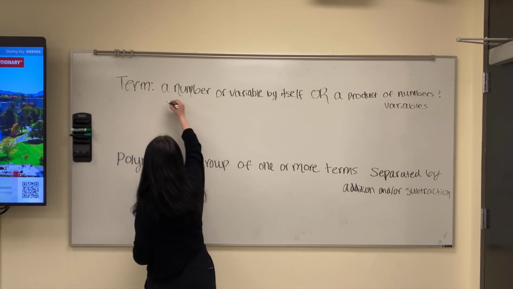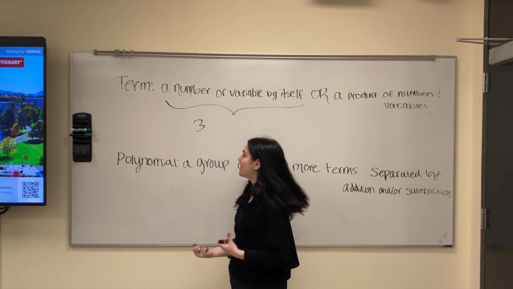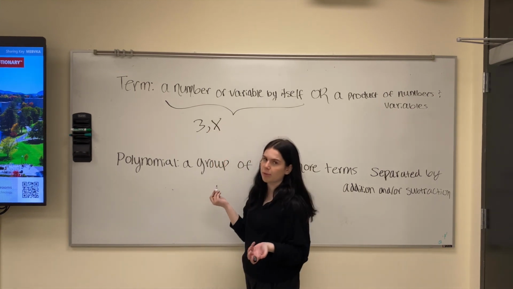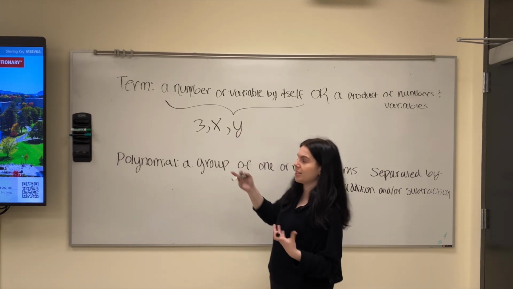So for example, we could have something like 3, which is clearly a number by itself. We could have something like x, which is clearly a variable by itself. Or we could have something like y, which is another variable by itself.